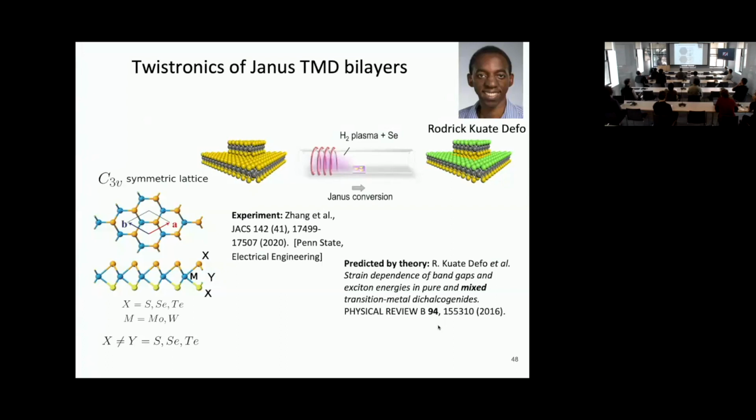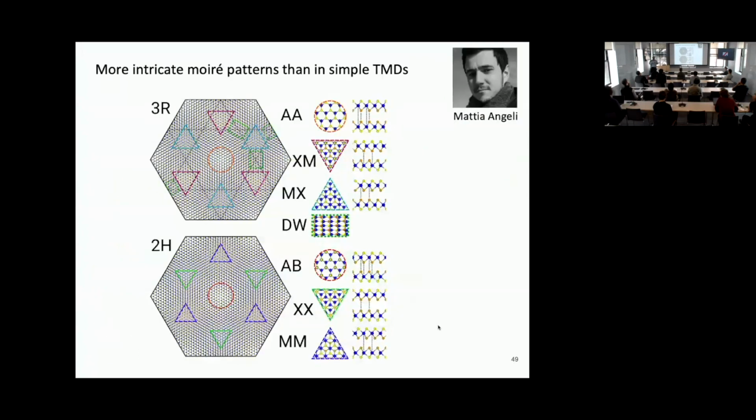physics quite nicely. The interesting thing here is that you can play a lot more games because you have different stacking possibilities, many more interesting regions here, relaxations, AA regions, XM, MX, domain walls AB, XX, and so on, depending on how you stack them, how you put them on top of each other, and their different overall arrangements called 3R and 2H. And this is work that my postdoc, Mattia Angeli, has done.